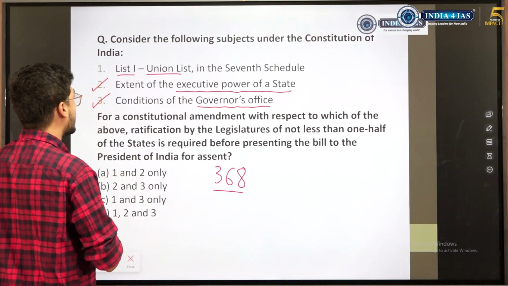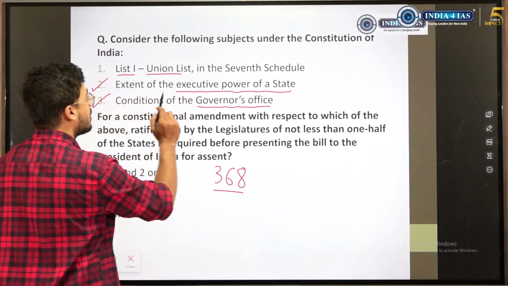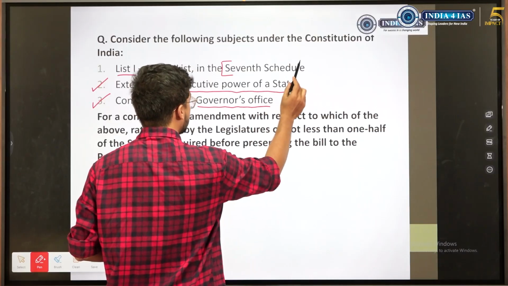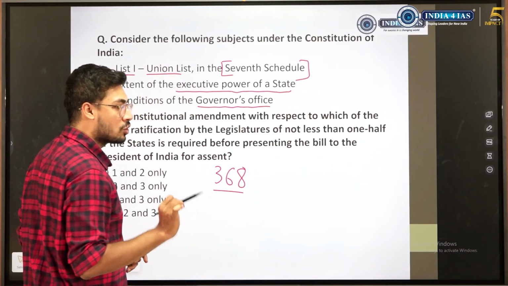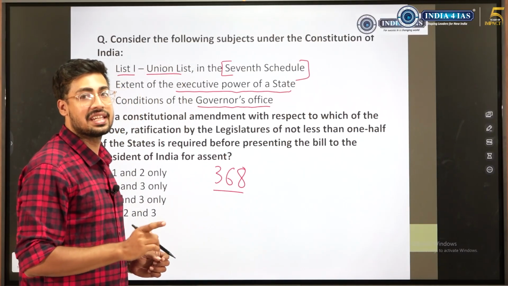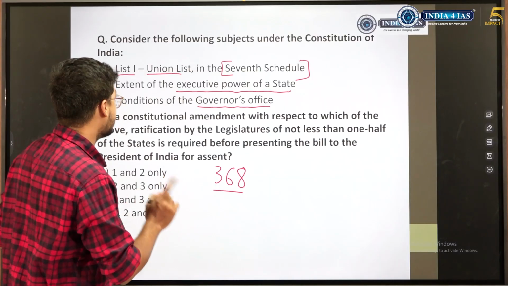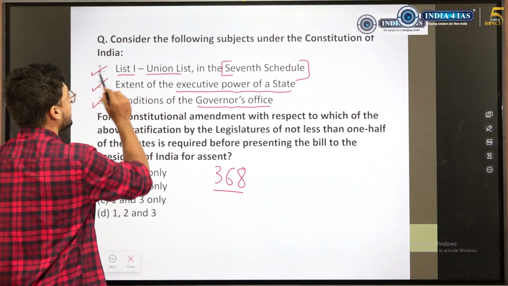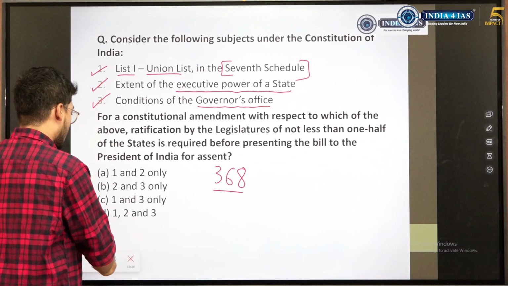This is also correct. See, now List 1 is in the 7th Schedule. If you have studied Laxmikant itself, if any changes need to be made to the 7th Schedule, then ratification of the states is needed, be it the Union list, State list or Concurrent list. Answer is D.